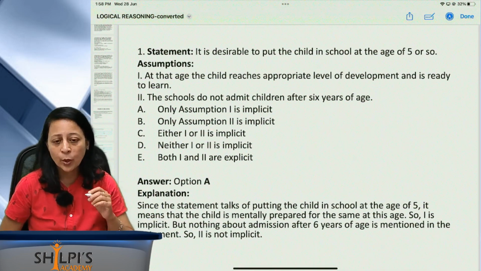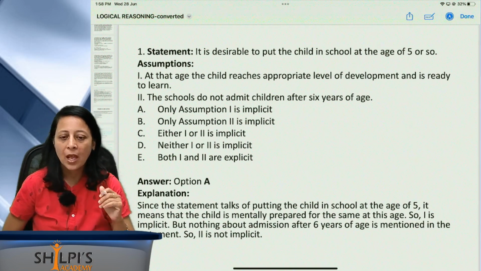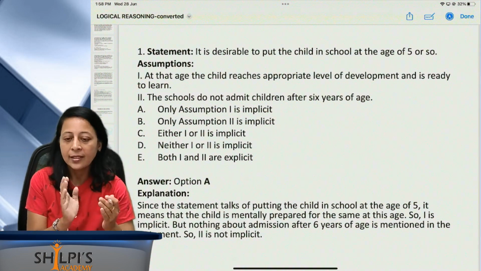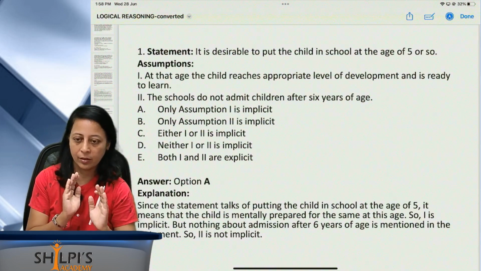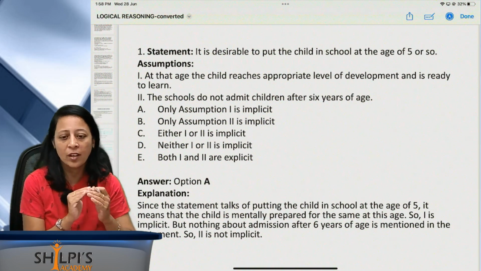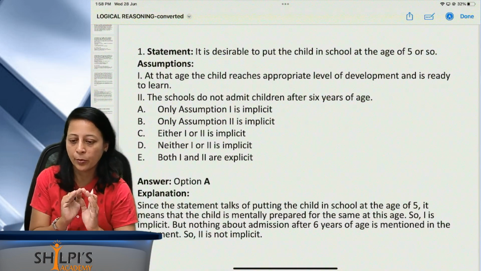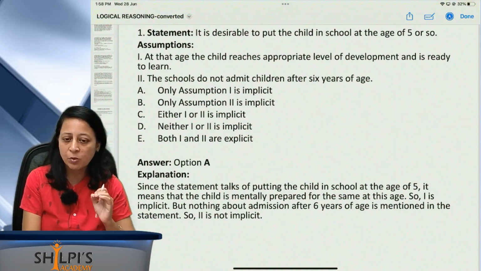It is desirable to put the child in school at the age of 5 or so. So this is the given statement. What are the assumptions? At that age, the child reaches appropriate level of development and is ready to learn. Second, the schools do not admit children after 6 years of age. Which assumption seems to be perfect for you? Okay. So we can say that only assumption 1 is implicit.